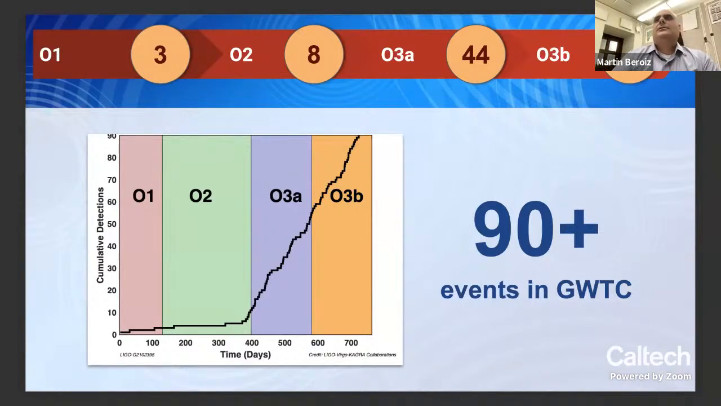We now have a grand total of 90 confident events in the gravitational wave transient catalog. There are a few other marginal events, which are not as confident as the confident events. So we have over 90 events total on our website.